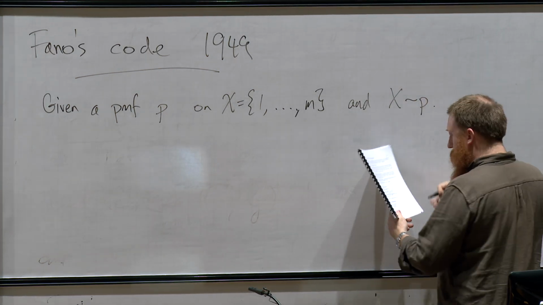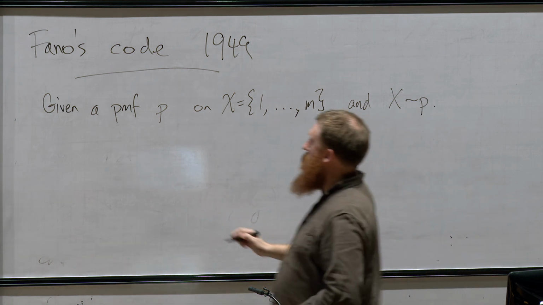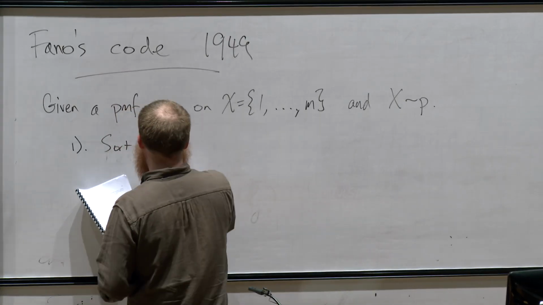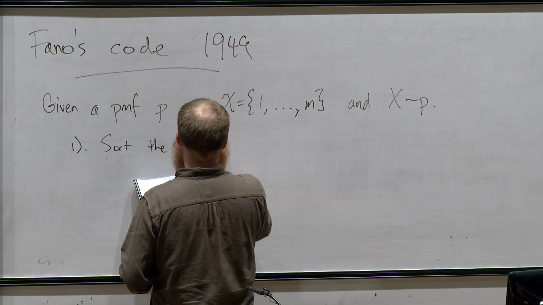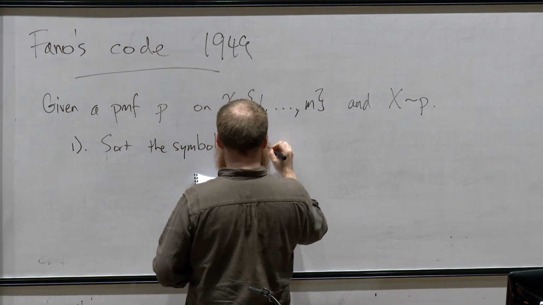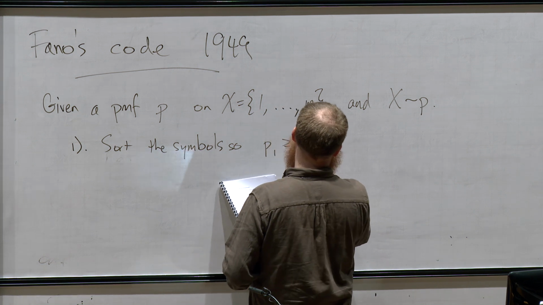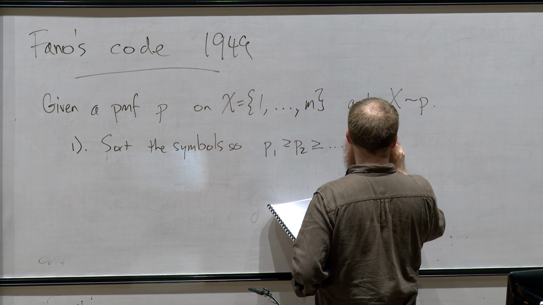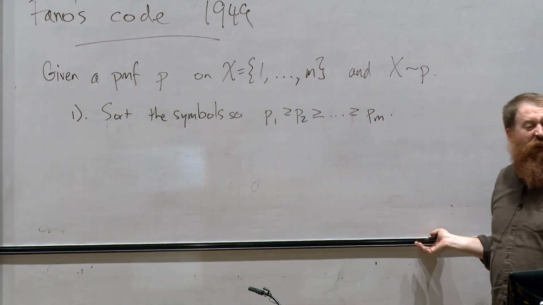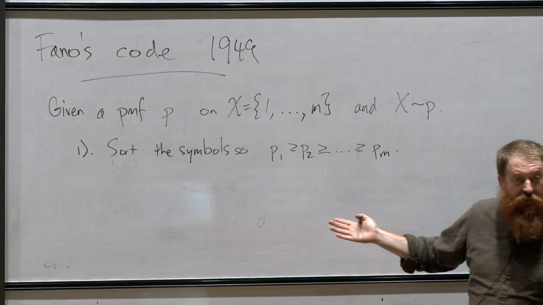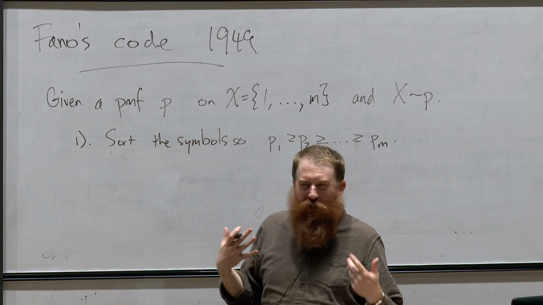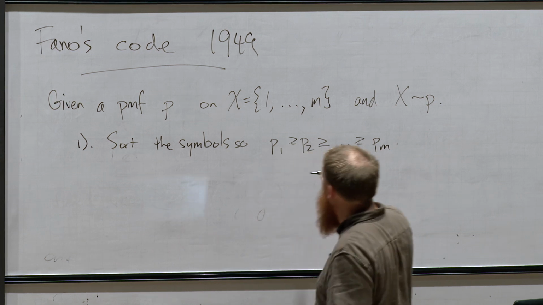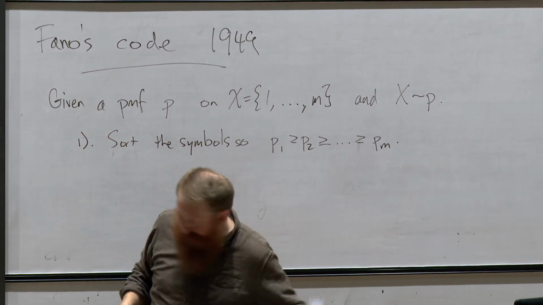All the other notation is as usual. What do we do? Step 1, sort the symbols. So P1 is greater than or equal to P2 is greater than or equal to PM. Okay, first step, same as Shannon, just sort everything so that it's decreasing. Because we know intuitively we have to put the shortest code words with the thing with highest probability. So that's why we're sorting.